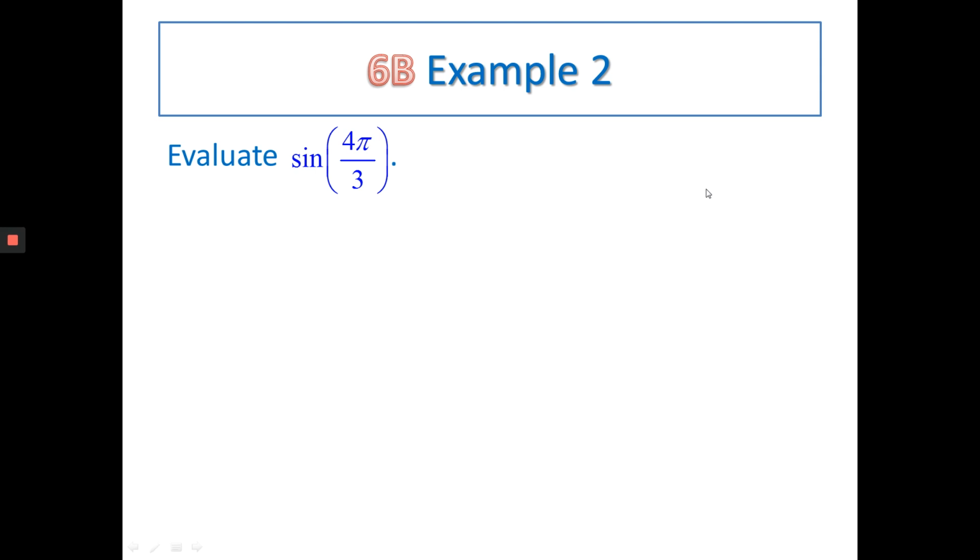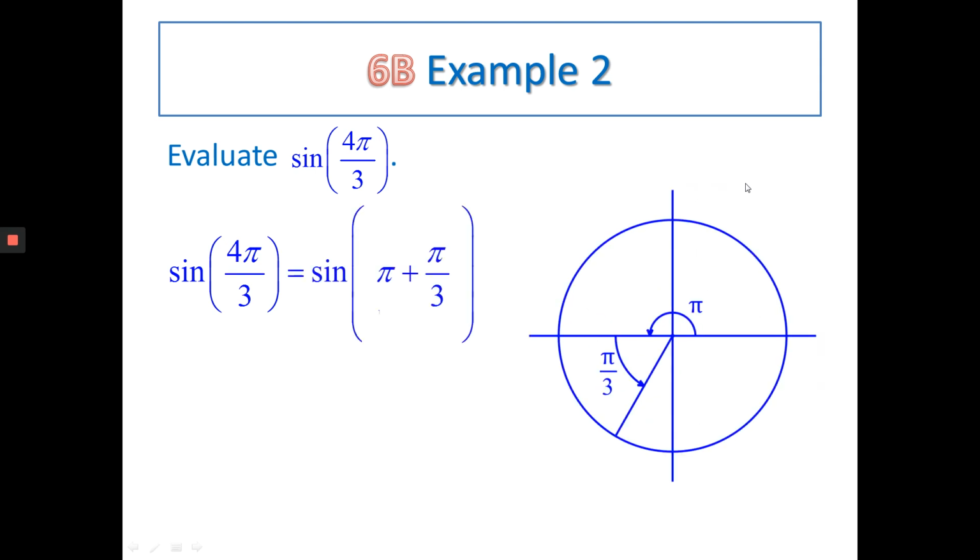Moving on to our second example, we've now got sine of 4 pi on 3. So 4 pi on 3 is basically pi plus pi on 3. So how do you get to pi plus pi on 3? Again, you always start at 0, go anti-clockwise by pi, which gets you to the negative x-axis, and then go forward again by pi on 3 radians, which is 60 degrees.